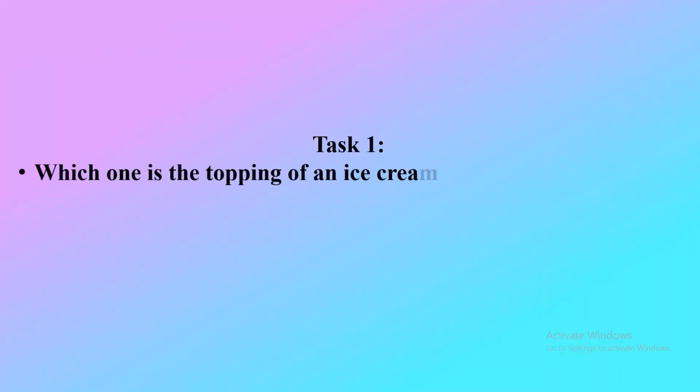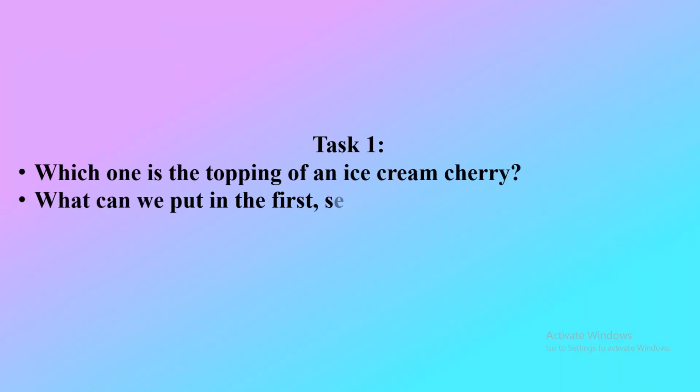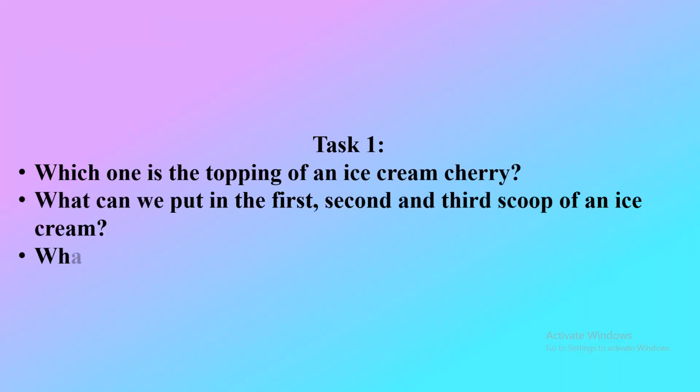Task 1. After explaining the format, the teacher will take feedback from the students by asking them questions like, number 1, which part is the topping of an ice cream, the cherry? They will answer the intro. Number 2, what can we put in the first, second, and third scoops of an ice cream? They will answer the main information and slight other things we mentioned in the intro. Number 3, what is in the conclusion? They will answer the wrapping up of the whole writing.